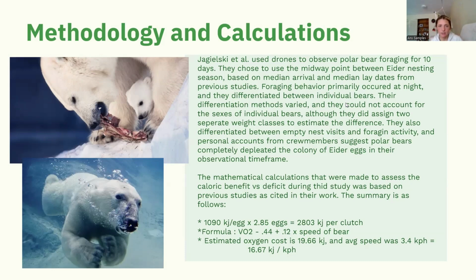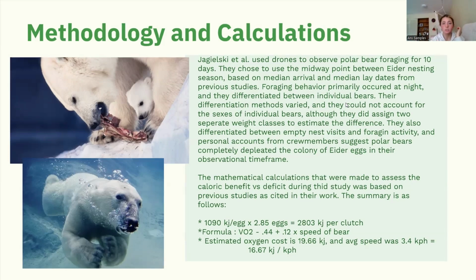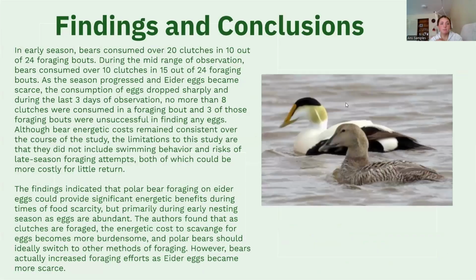The estimated oxygen cost they came up with was 19.66, almost 20 kilojoules per liter. And then the average speed was 3.4 kilometers per hour, so that was 16.67, again almost 17 kilojoules per kilometer per hour. It's easy to follow the math. The statistical analysis, I'm glad you said don't mention that because it was over my head for sure. But the findings and conclusions they came up with: in the early season, they proved their hypothesis correct.